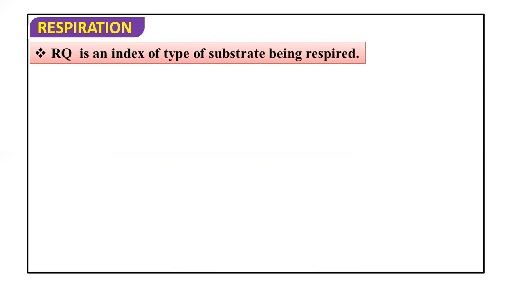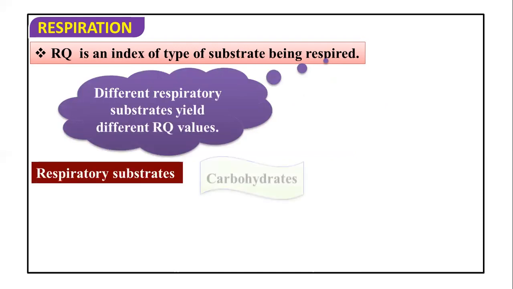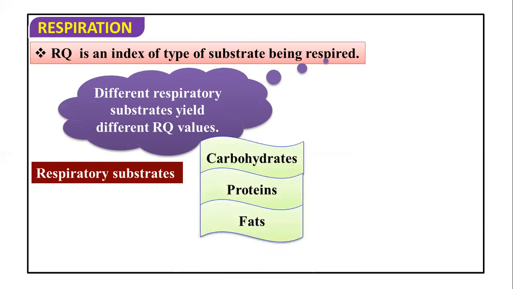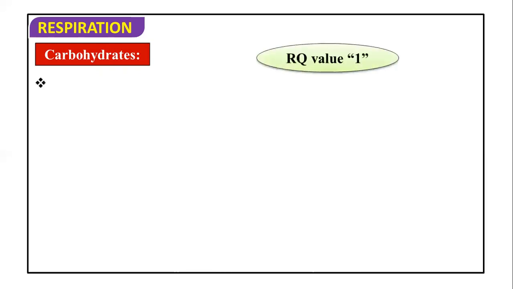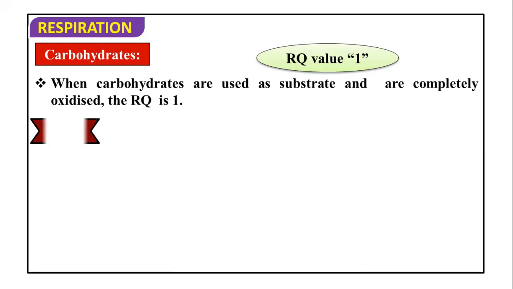Now, if the substrate is different, then obviously RQ is going to be different, and different respiratory substrates give different RQ values. Respiratory substrates can be carbohydrate, protein, fat, organic acids. Now, dear student, if the substrate is carbohydrate, then RQ is going to be 1, because when carbohydrates are used as substrate and are completely oxidized, the RQ is going to be 1.